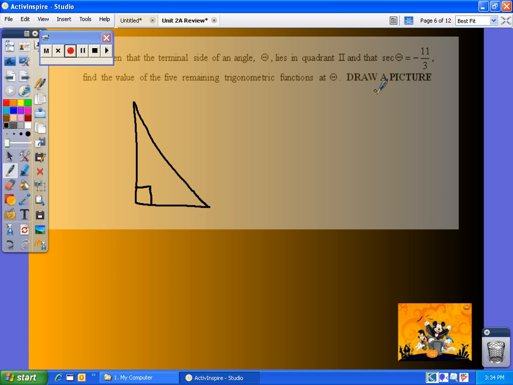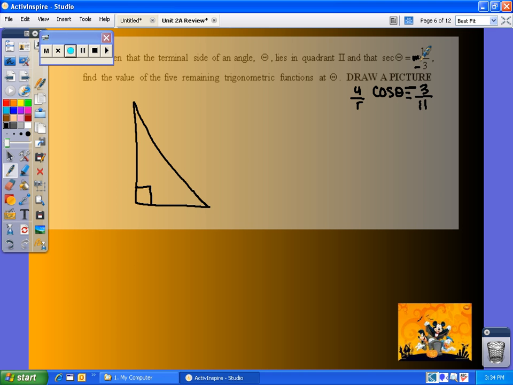Secant is the reciprocal of cosine, so this will be negative 3 over 11. Now remember, cosine is equal to x over r. A radius can never be negative, so make sure that your negative sign goes with the 3. You have to give the negative to one of the numbers. Do not give the negative to both, because remember, a negative divided by a negative is a positive. So the negative should be assigned to one of the numbers.